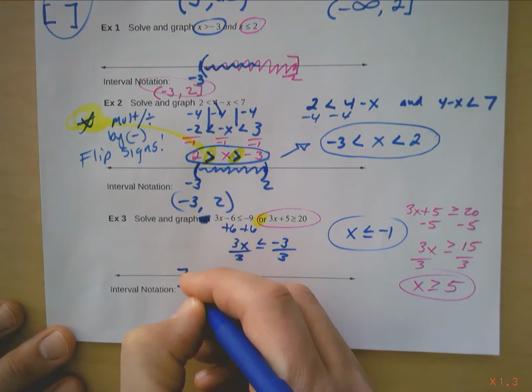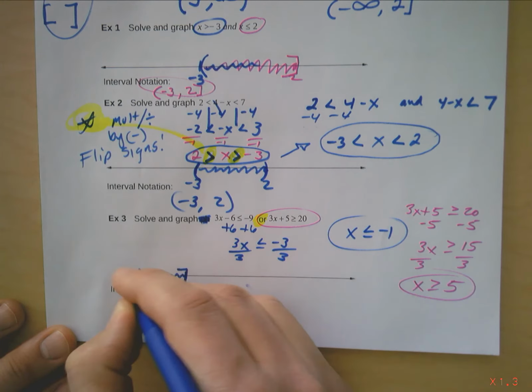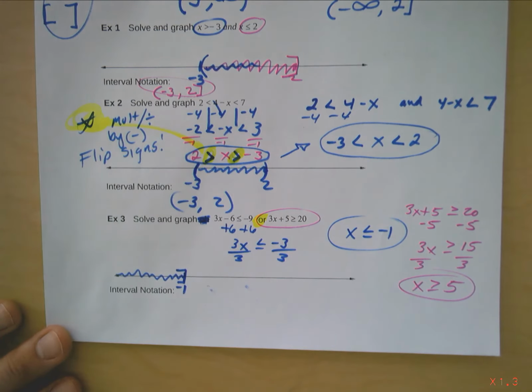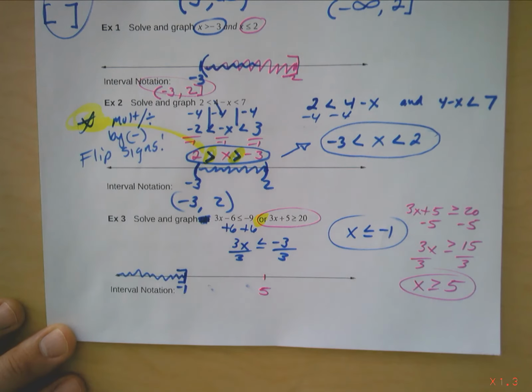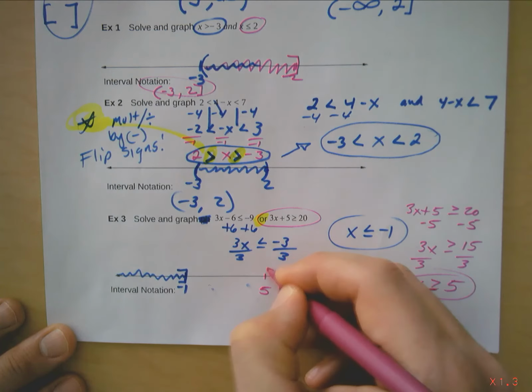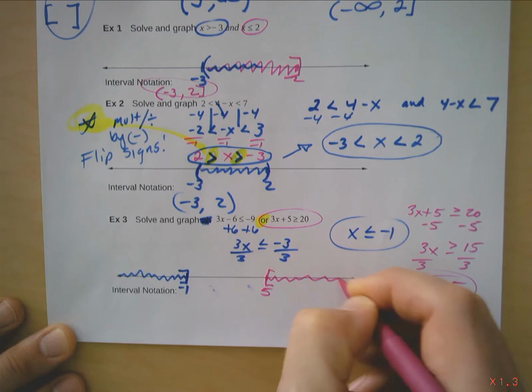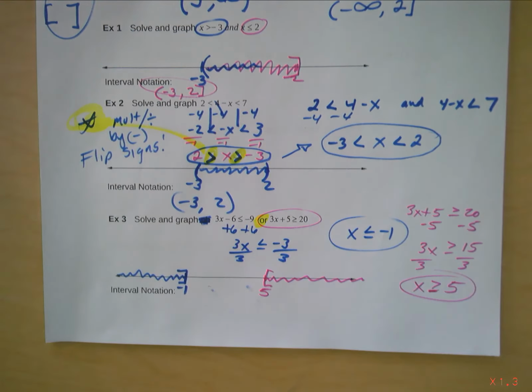So I got a bracket. It's less than to the left. And then 5 is on this side. So here's 5. And I say parenthesis or bracket left and right. X is greater than or equal to 5. Bracket because it's equal to. Boom. To the right, to the right. Everything shaded to the right.